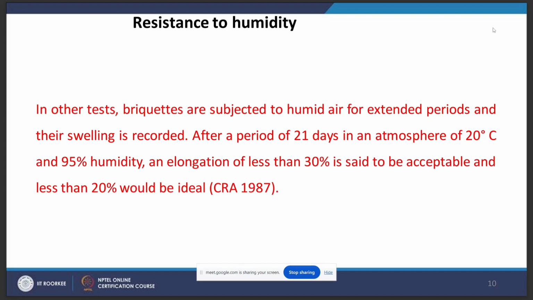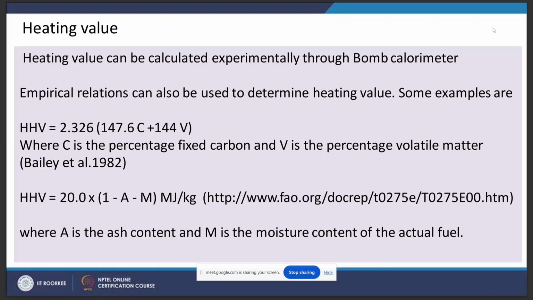Another test for resistance to humidity is done by subjecting the briquettes to humid air for some time, generally 21 days at 20 degrees centigrade and 95% humidity. If the elongation is less than 30%, then it is acceptable, and if it is less than 20%, then it will be ideal. But if elongation is more than 30%, then that briquette is not of good quality.